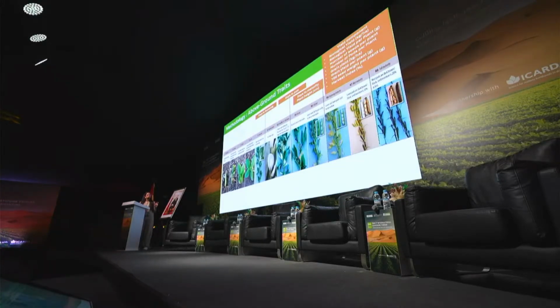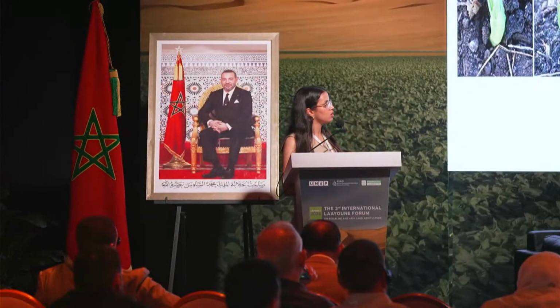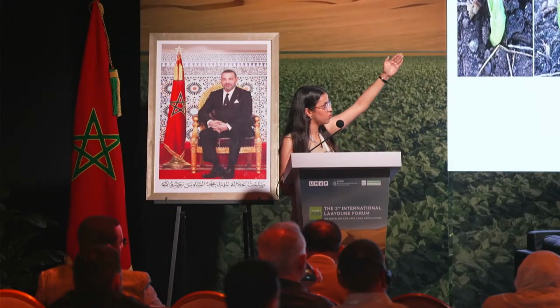So here we have our agronomic data that we take during the life cycle of our faba beans. We have days to flowering, days to podding, days to maturity, plant height, and all data related to yield components.